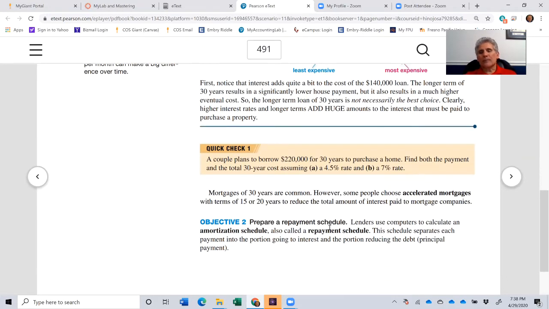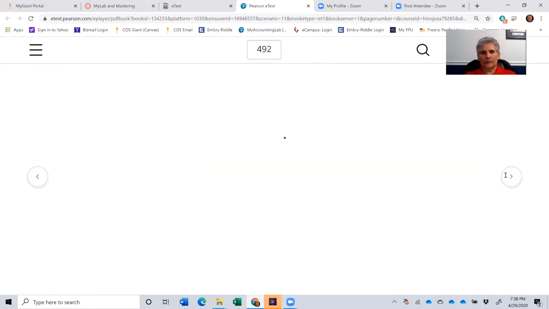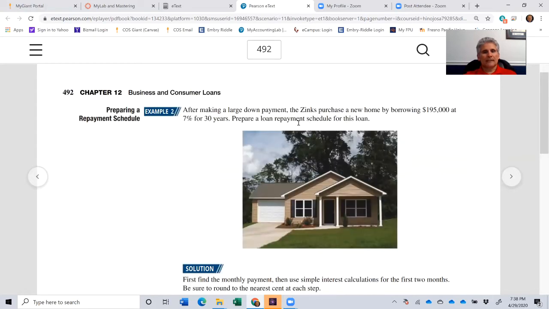Okay, so we can prepare a repayment schedule. This is like an amortization schedule that is very similar to what we've learned already before. Let's take a look at how this works. After making a large down payment, Zinks purchased a new home borrowing $195,000 at 7% and 30 years. Prepare a loan amortization for this loan.